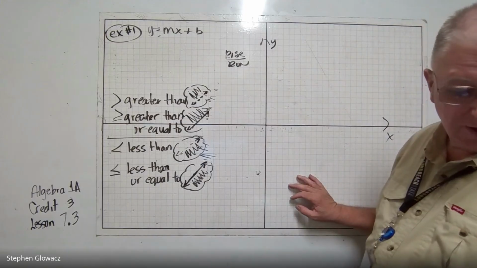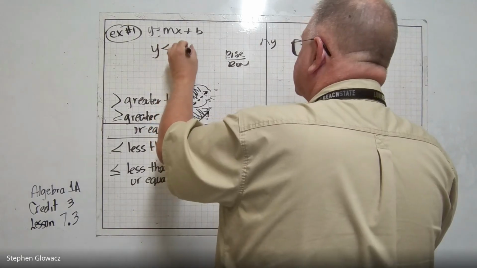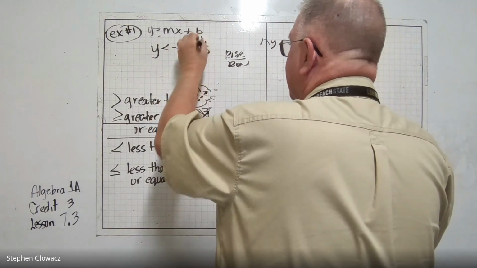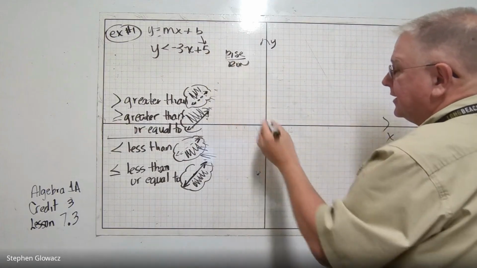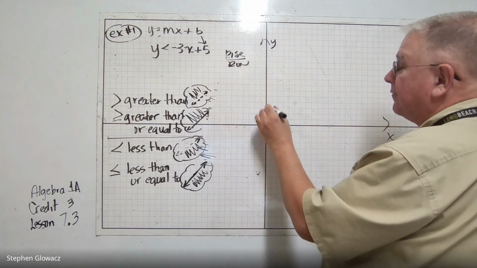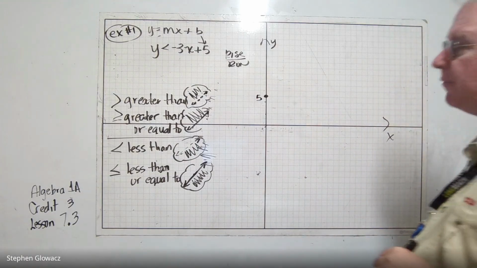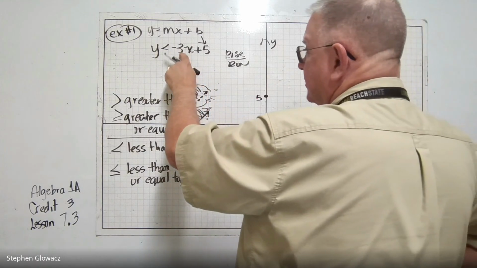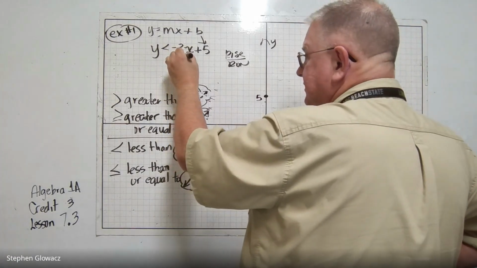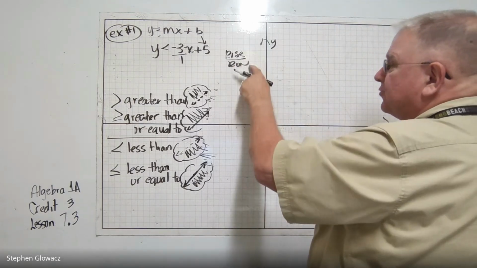Our example for number 2, we have y is less than negative 3x plus 5. All right, so once again, we start with the y-intercept, which this time is positive. So positive 5 would be up 5 units on the y-axis. This time our slope is a negative number. It's negative 3, but it's not a fraction, so we still have to put it over 1 to make it a fraction. Slope is rise over run.